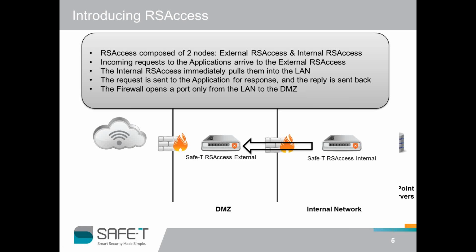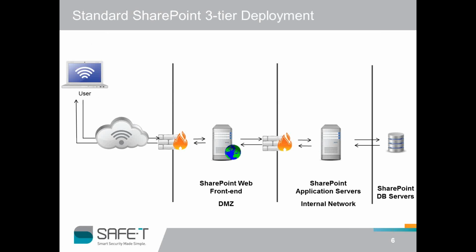To better explain how RSAccess works, let's have a look at a standard SharePoint deployment in the network. Usually what we find is a classic 3-tier deployment model where there is a SharePoint web front end that resides at the DMZ, and SharePoint application servers and the SharePoint database servers which reside at the internal network.